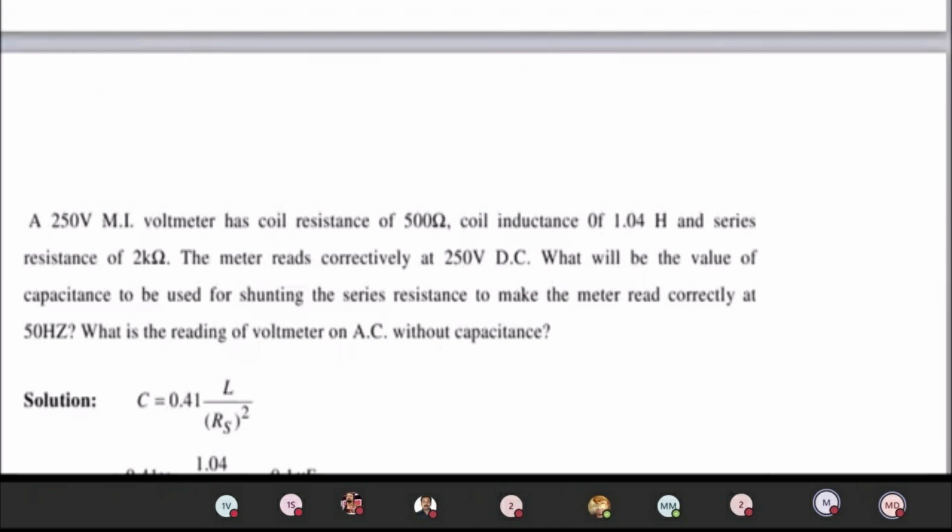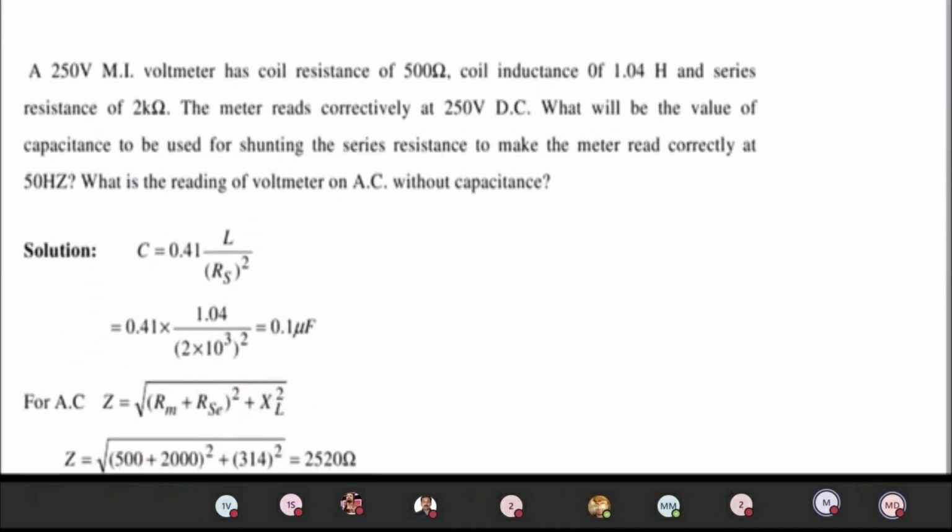One more similar question is there. This is also a different question. A 250 volt MI voltmeter has coil resistance of 500 ohms, coil inductance of 1.04 Henry and series resistance of 2 kilo ohms. The meter reads correctly at 250 volt DC. What will be the value of capacitance to be used for shunting the series resistance to make the meter read correctly at 50 Hertz? What is the reading of voltmeter on AC without capacitance?